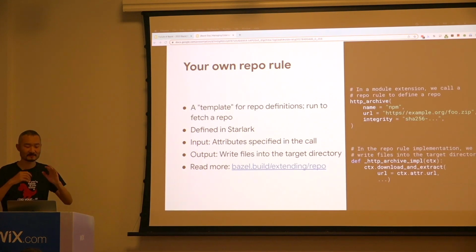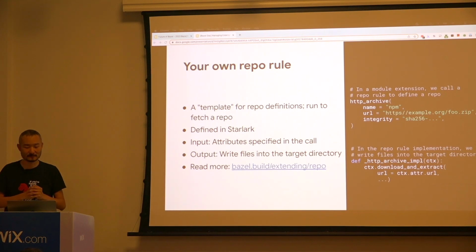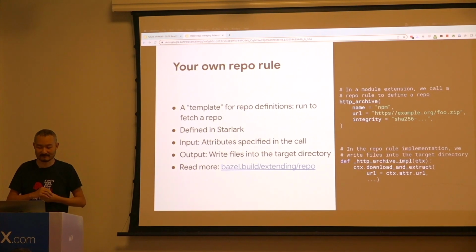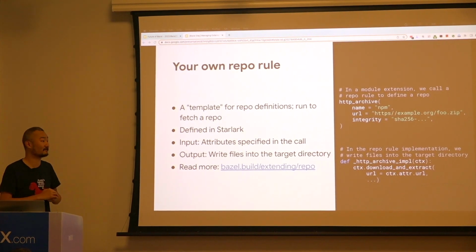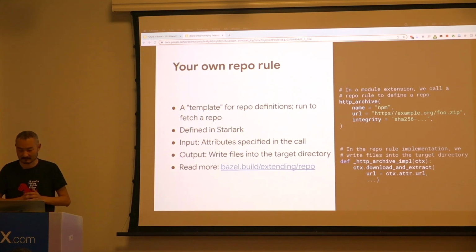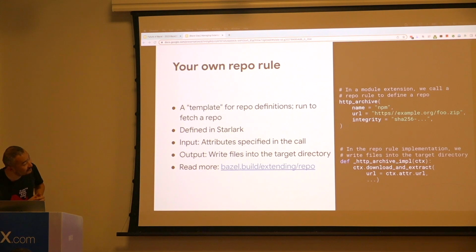And finally, you can write your own repo rule. A repo rule is essentially a template for repo definitions, similar to how a build rule is a template for build targets. It is also written in Starlark. The most commonly used repo rule by far is HTTP archive, which is the one that backs all the Bazel modules. Download a thing from a URL and extract it. One usage can be seen on the right side.